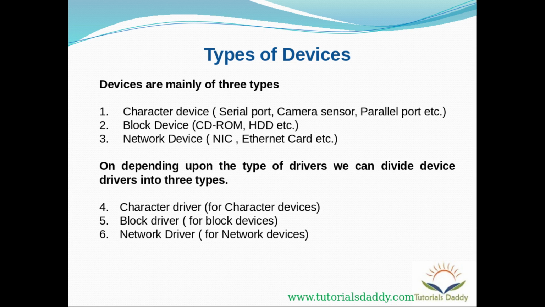Then we have block devices. Block devices are the devices in which data is transmitted in blocks or chunks of data at a time. Examples of these are CD-ROM and hard disk. These are examples of block devices. Then you have network devices. The devices which are used for network related things, which take care of data transmission over the network, are the network devices. You can take the example of NIC or Ethernet card. So all these are network devices.